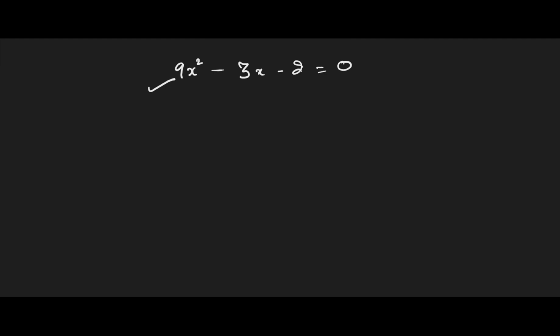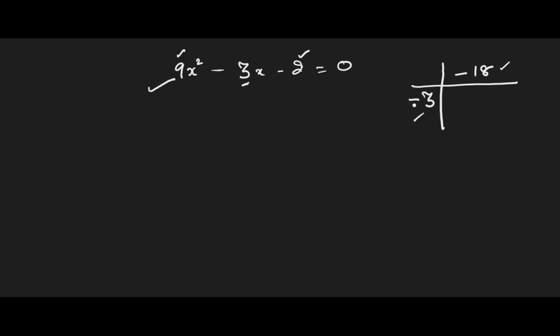Okay, so now to solve it using factorization, all you have to do is draw these two lines, write down the product of the first coefficient and the third coefficient. This is 9 into minus 2, which is minus 18. And write down the middle coefficient over here like this. Okay. This is the product of the first and the third coefficient. This is the middle coefficient. Okay. So now we have to find two numbers such that the product is this and sum is this.